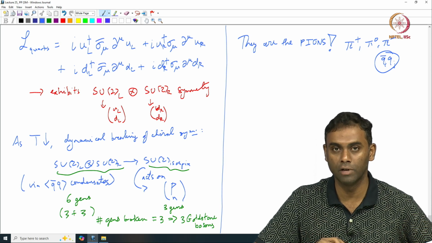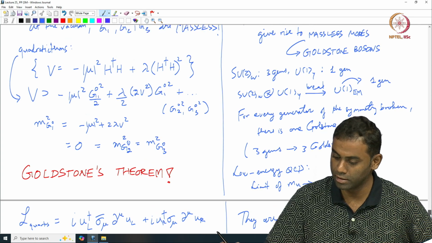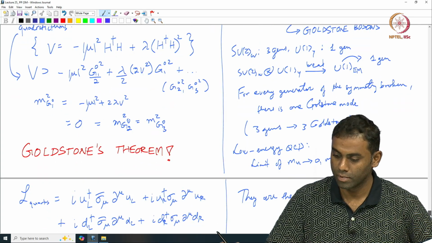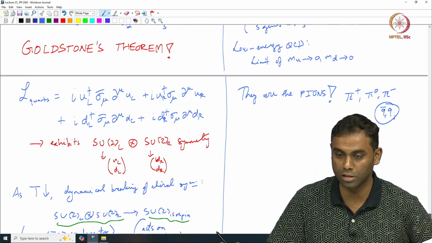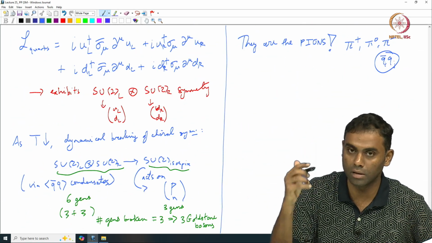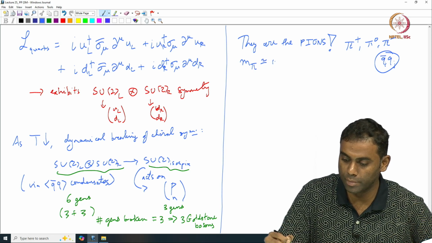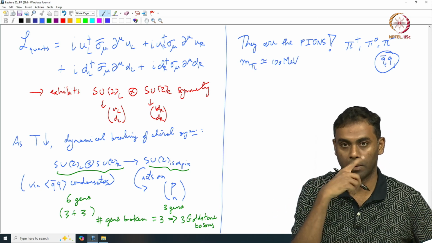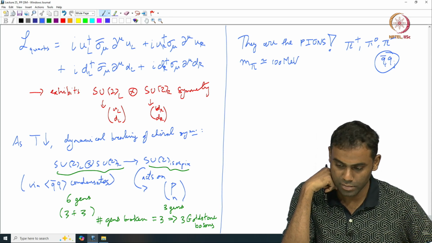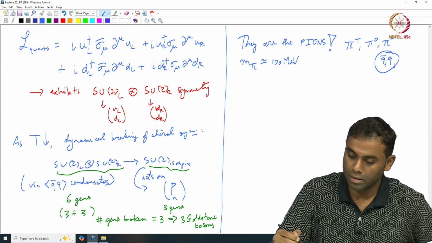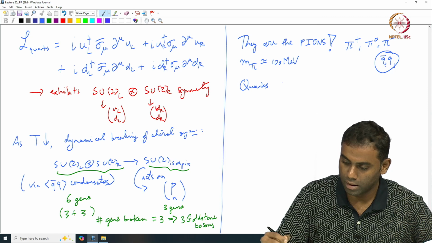But here is another reason why they are very, very special. Okay. I just said that the Goldstone bosons are supposed to be massless, correct. That is what the Goldstone theorem tells you. Spontaneously broken continuous symmetries give rise to massless modes, but the pions have a mass, right. The pions are all around 100 MeV, order of magnitude. So, what are we talking about here? How can they be Goldstones? The reason is that the quarks are not massless either.